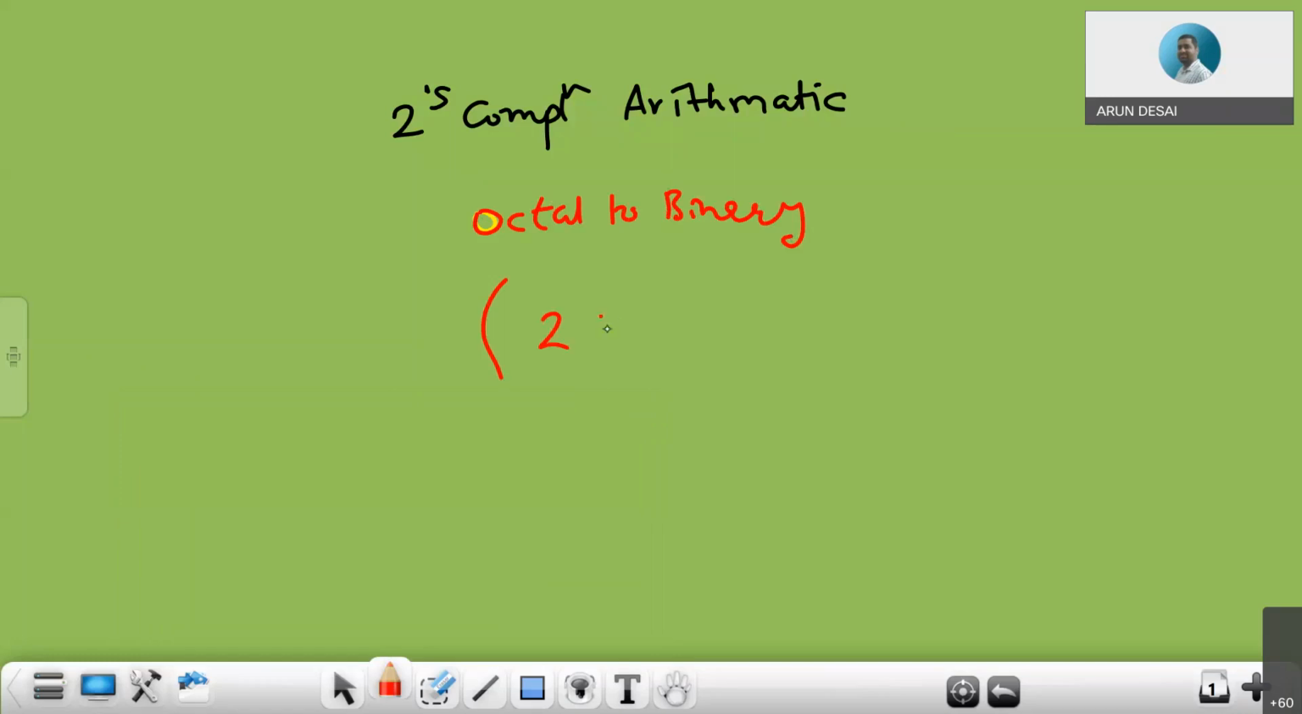See, 23 is an octal number. How to convert it into binary is what we need to find out. The exact binary, not grouping. We need to find out 3-bit binary, right? 3-bit binary.